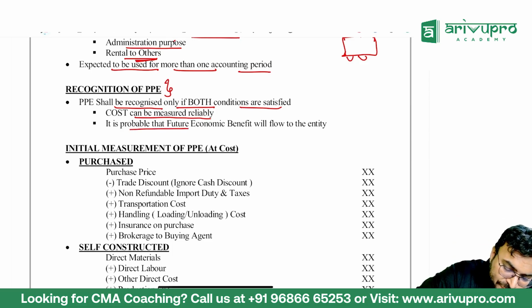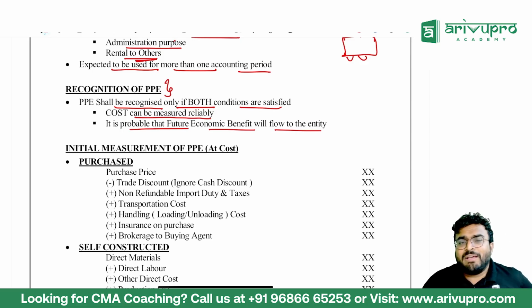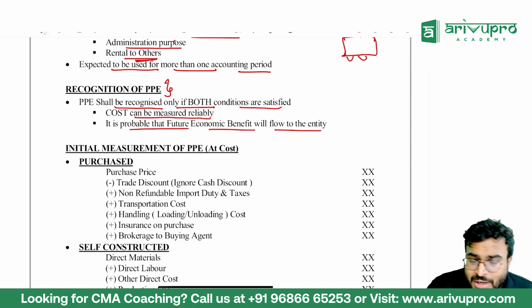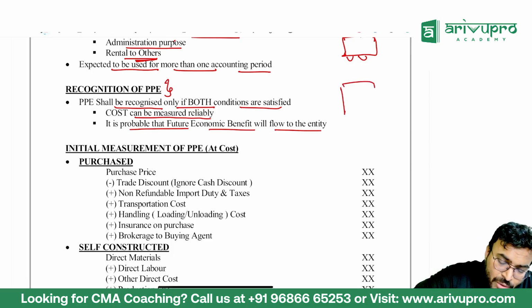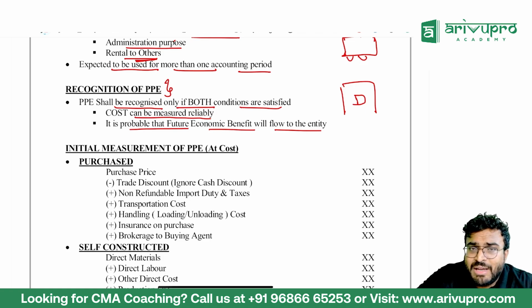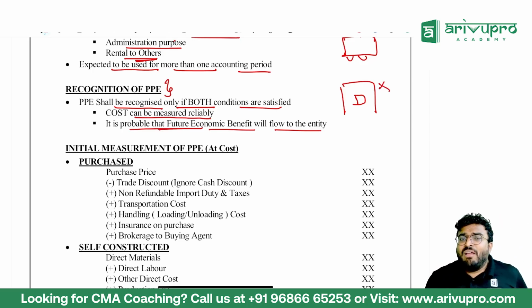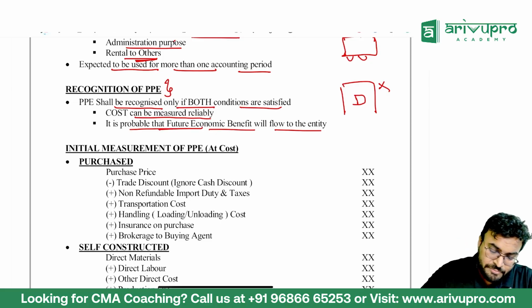Second, it is probable that future economic benefit will flow to the enterprise. Okay, you are recognizing it as asset, very good, but it should be probable that you should get future benefit from that asset. So I have one building over here, I have spent money on that, but I am not sure if government will allow me to use that building for my business. Then I cannot take it as PPE because there is no probability that future economic benefit will flow to the enterprise.